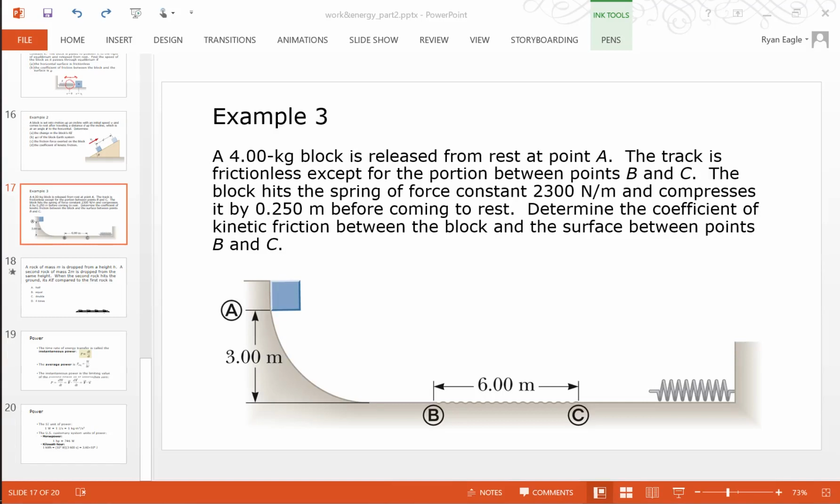Example 3 looks much harder than it is. We have a block up at the top of this ramp. It slides down the ramp. It slides over a rough patch. It runs into a spring. It compresses the spring and comes to rest.